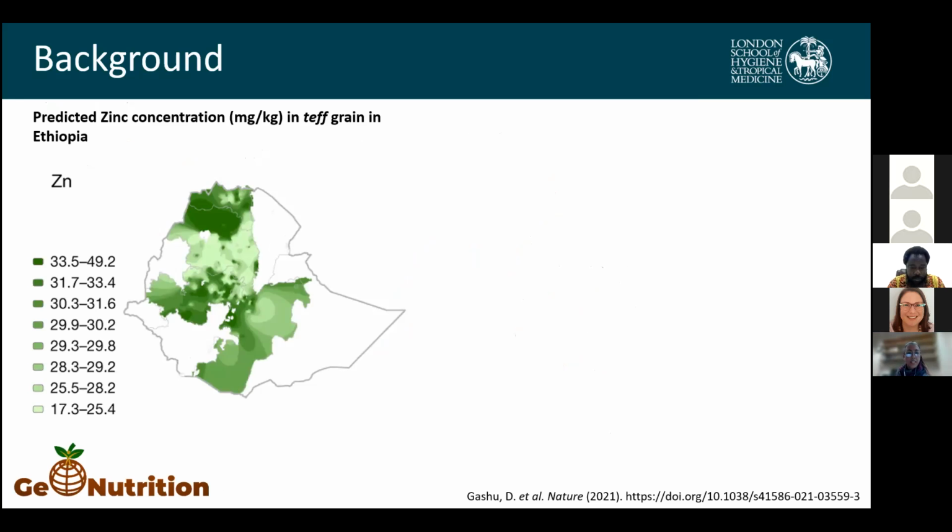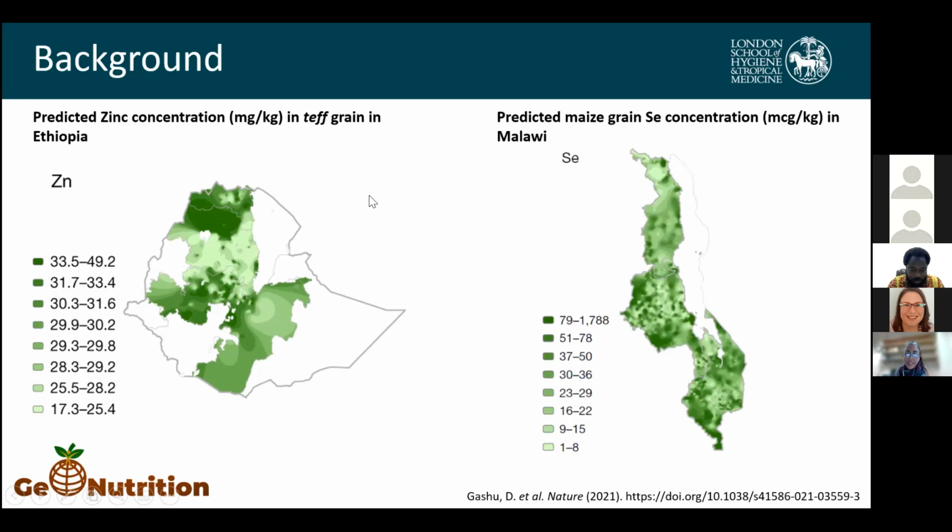So if we have a look at this map for Ethiopia and the concentration of zinc, we can see that the value of zinc can vary from very low quantities to almost double in the dark green. But this is not only the case for zinc in Ethiopia in teff, we can see similar patterns for selenium concentration in maize in Malawi. So we can see areas where the concentration of selenium in maize is very low, and then we can see areas where the concentration is very high.